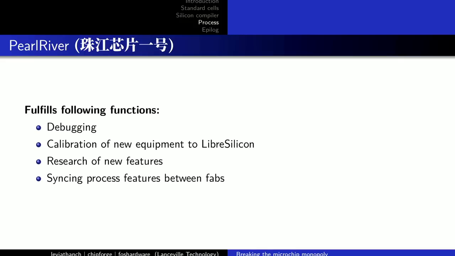So that was the Pearl River, right? And the Pearl River fulfills the function for us at the moment to debug all the features of our process, of this LibreSilicon process.